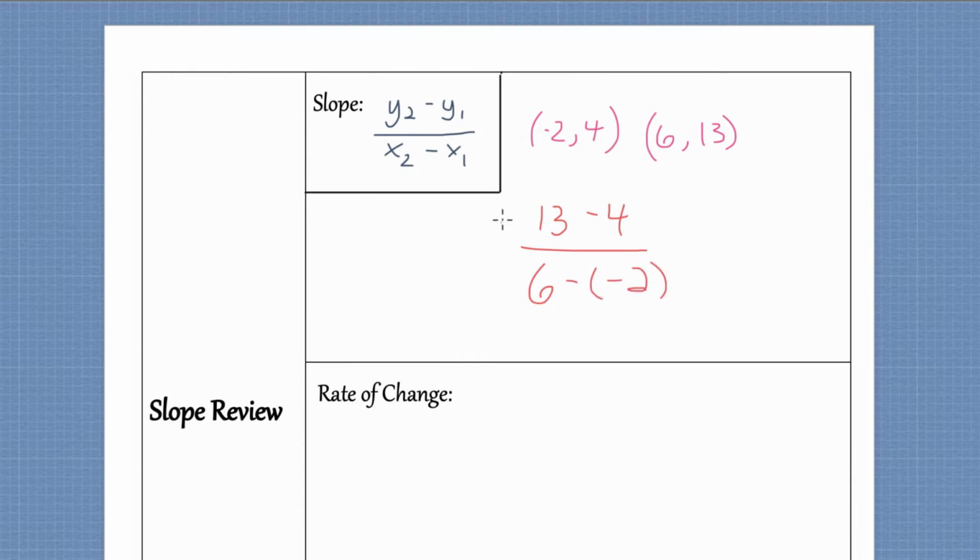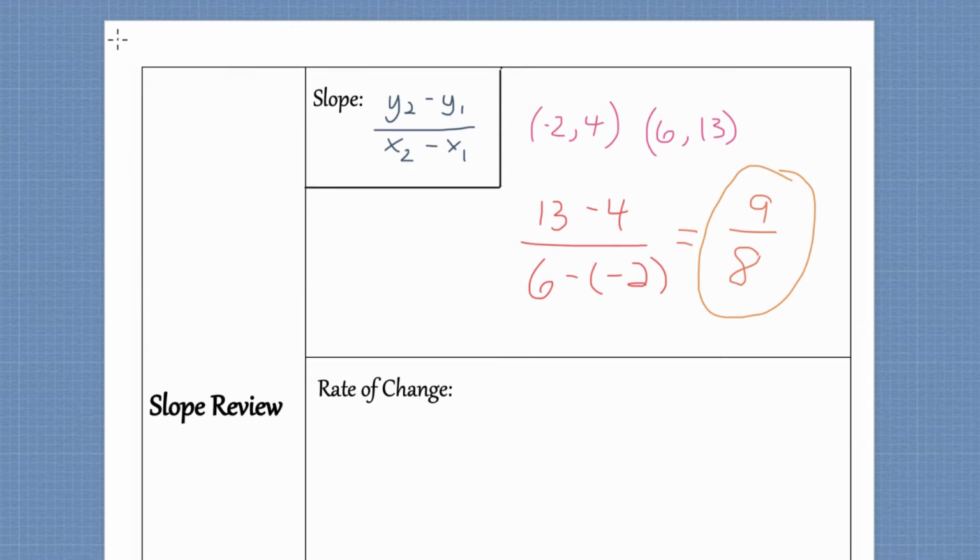So to find the slope now, all we have to do is just simplify this expression we have here. And so over here, 13 minus 4 is equal to 9. And 6 minus minus 2 is the same as 6 plus 2. So 6 plus 2 is 8. And so our slope for this one would be 9 over 8. So that's just a quick review on how to find slope through coordinate points. Let's move on to the next one and see what rate of change is.